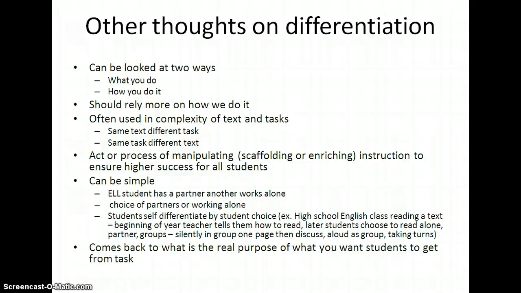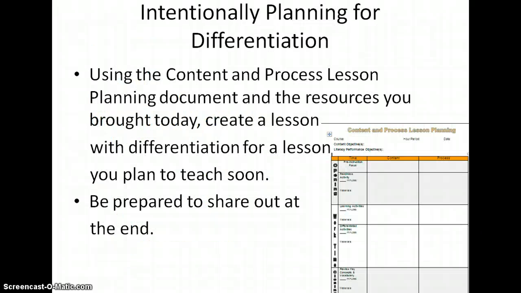It can be an ELL student working with a partner while another student works alone. They can have a choice of partners or tasks, such as a menu. You can also let students self-differentiate by themselves. For example, at the beginning of the year, a teacher might tell them how they want them to read a text in an English class. By the middle of the year to the end of the year, the students might have that choice. But it comes back to the purpose of what you want your students to get from the task.